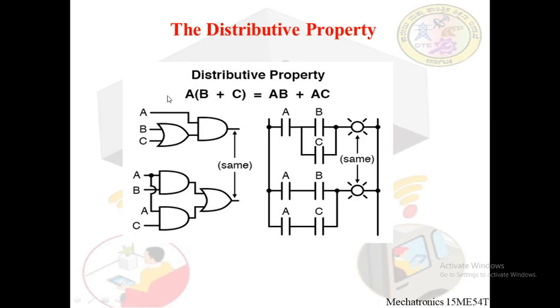Here we have both the combination of multiplication as well as addition. B plus C is ORed here and it is ANDed with A, which is equal to AB ANDed separately and AC ANDed separately, both get ORed together. Addition is for OR. So here B plus C is ORed separately. When we see addition, we must take these OR gates.